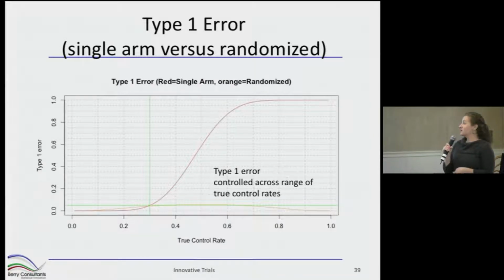So in a randomized trial, the type 1 error rate, in the tails, as we start to get really far away, we see that actually go down. But across the range of control rates, our type 1 error rate is controlled. So we've limited the chance of a false positive here. That red line, that was our single arm trial that we saw just a minute ago.